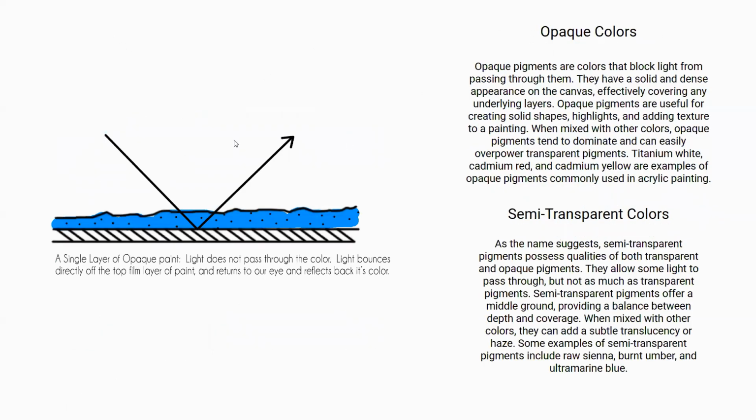With opaque colors, it's the same idea. However, the light doesn't actually get through to the bottom layer, so we will not see the color of the canvas as it's been completely coated. Essentially, the light comes and hits off the surface of the blue paint and then just bounces straight back. So you're getting just a very solid view of the color.